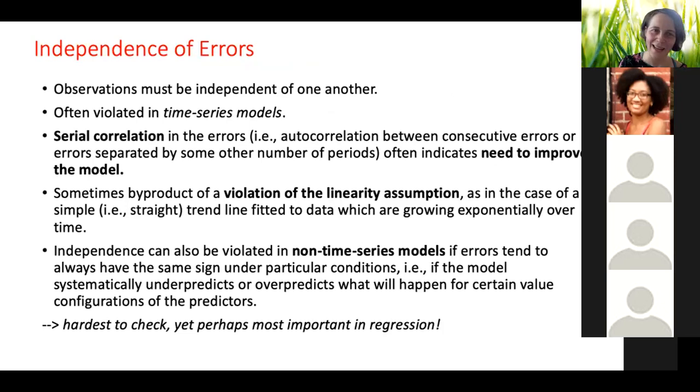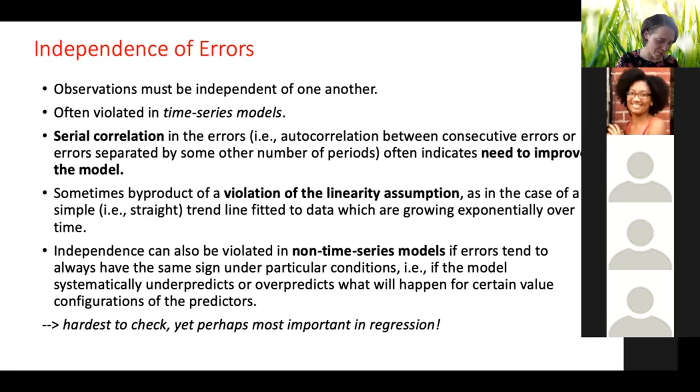Okay, so the last aspect of the bivariate normality assumption was the independence of errors. Unfortunately, this is the most important assumption, but it's the hardest to check and often impossible.